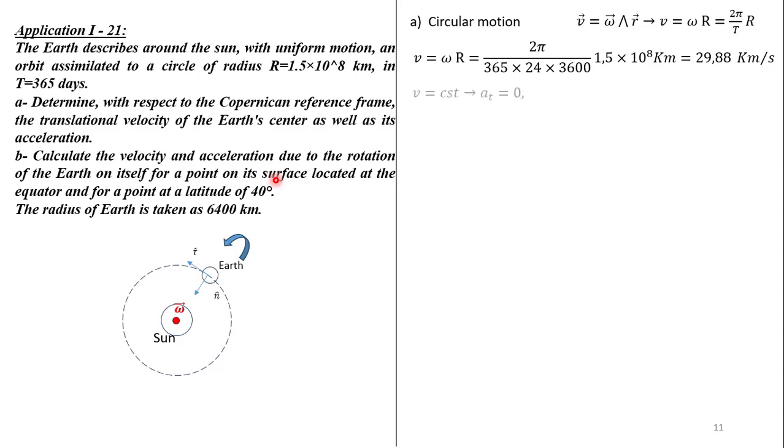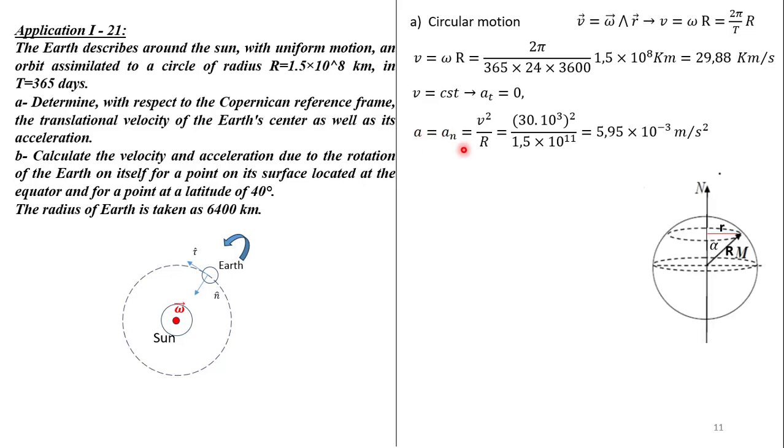Okay, now we need to find the acceleration. The acceleration is equal to a_t plus a_n, but since we have a constant velocity, a_t is equal to dV over dt, which is equal to 0. So the acceleration is equal to the normal acceleration, given by V squared over r. And we can deduce the value of the normal acceleration. So the magnitude of the acceleration vector is equal to a_n.